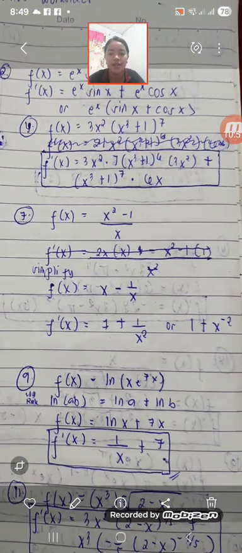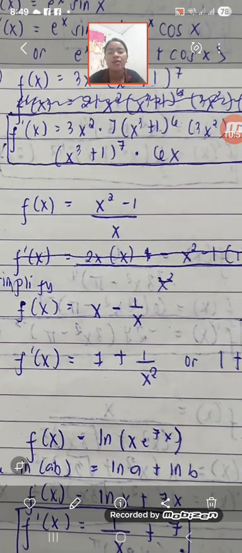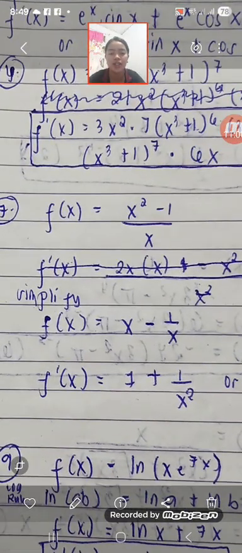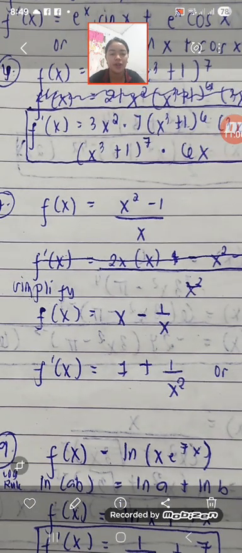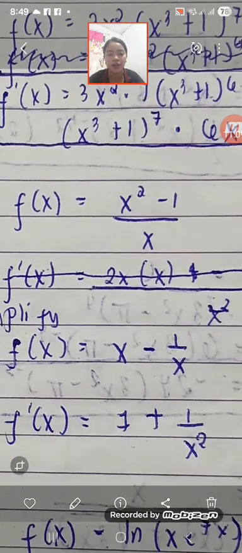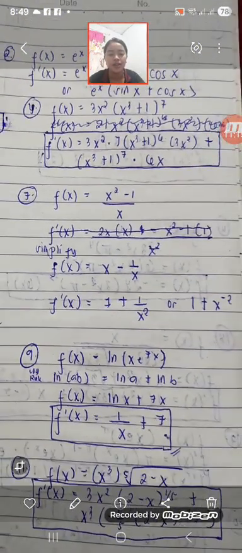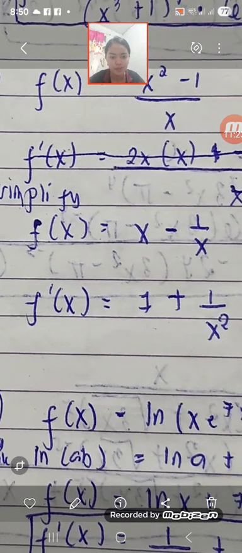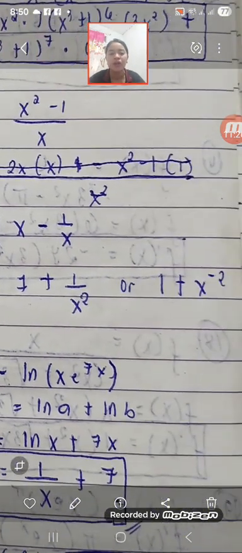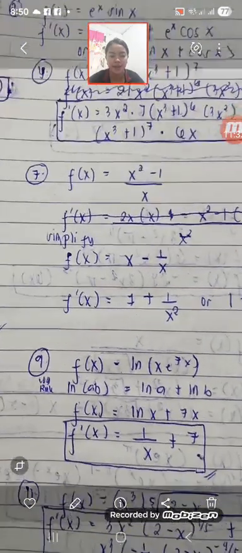Number 7, the same thing as what we did earlier, but we can simplify this one. So for our f of x is equal to x squared minus x over x, to simplify this, we can simplify this one because we have numerator x and denominator x. So we have here x, minus negative 1 over x. So to get the derivative of this simplified version, we have here 1 plus 1 over x squared, or 1 plus x to the negative 2. So that is the same thing.